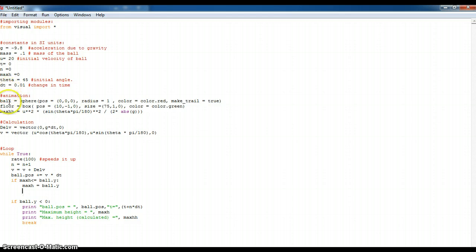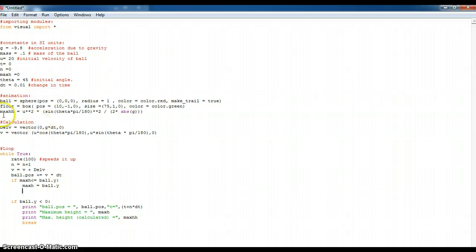time. Let's assume the ball with the following physical properties, and we know that the maximum height of the projectile motion is calculated by using the formula u squared into sine theta whole squared divided by 2 into g, and we just did pi by 180 and multiplied it with theta just to convert it to radians.